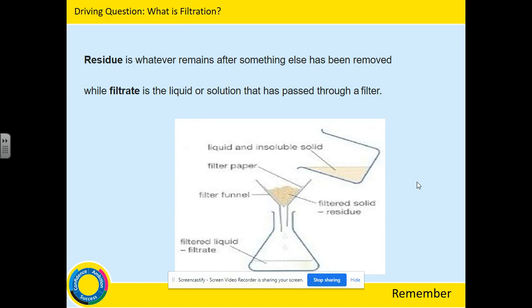Now, this is what the diagram looks like. So again, we have the liquid and insoluble solid. Why is it an insoluble solid? Because it cannot dissolve in water. We pour the mixture into our filter funnel and filter paper. What is the main function of the filter paper and filter funnel? It is to keep the sand or the residue behind while allowing the water or filtrate to pass through.